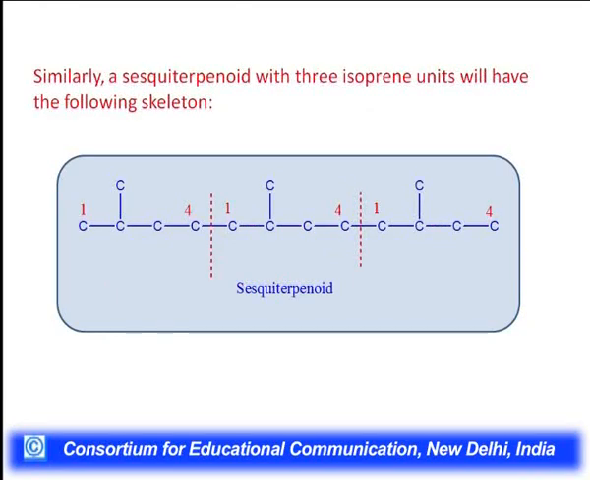Similarly, if we talk about the sesquiterpenoids, which contain 3 isoprene units, the skeleton will be like this. Again, you can see here it is a head to tail fashion. This is the head part, this is the tail, again the head, tail. So here again the special arrangement of isoprene units in the sesquiterpenoid is according to the special isoprene rule.